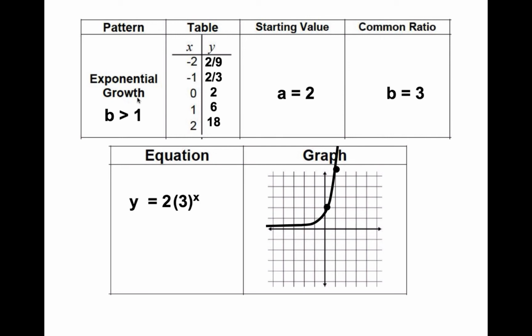So this is all exponential growth, multiplying by more than 1 with a b value more than 1. Your table's going up, and then your common ratio, notice more than 1, and then the curve of the graph is going up.